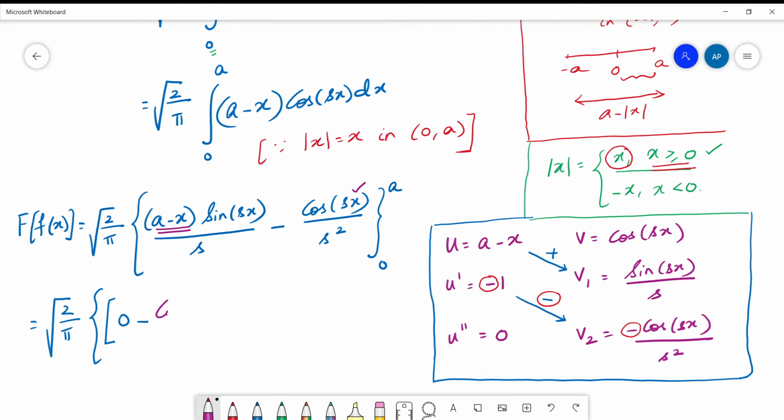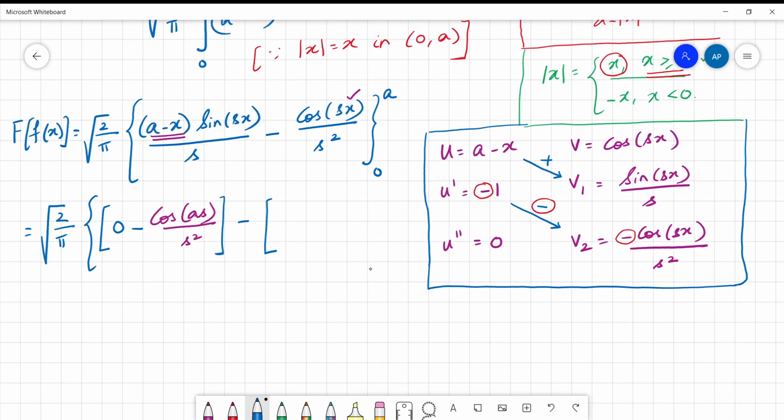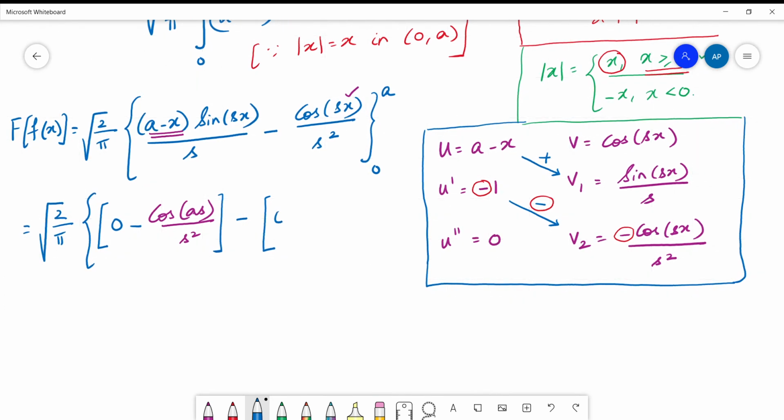So what does it become? Cos of as divided by s square. So we have completed the upper limit with the minus. Now the lower limit. We already know that sine 0 is 0. So that first term becomes 0 again. So sine 0 is 0.